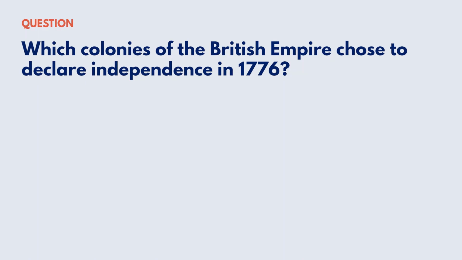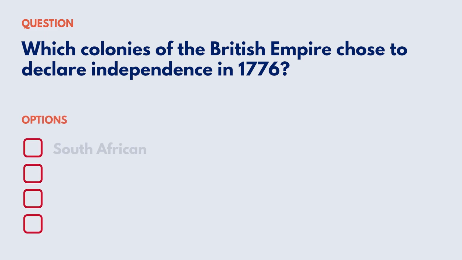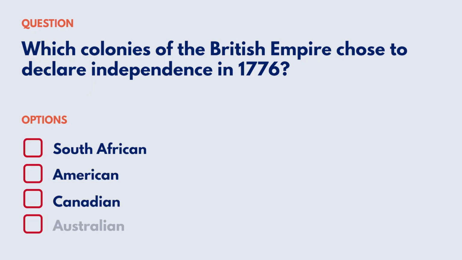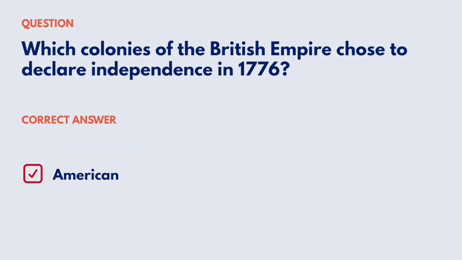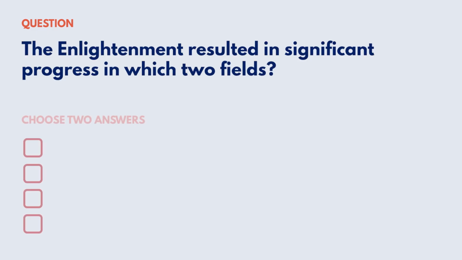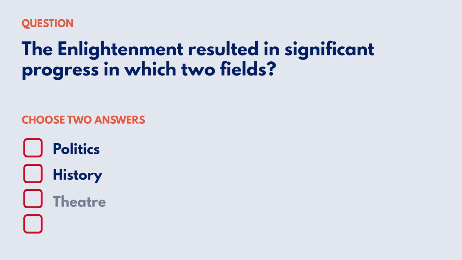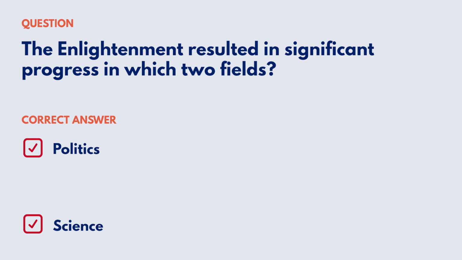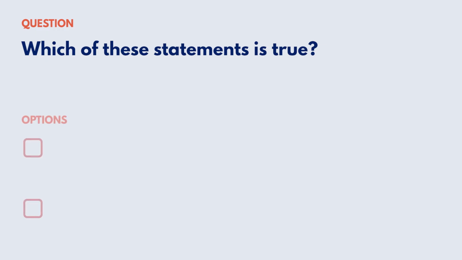Which colonies of the British Empire chose to declare independence in 1776? South African, American, Canadian, Australian. Correct answer. American. The Enlightenment resulted in significant progress in which 2 fields? Politics, history, theatre, science. Correct answer. Politics, science. Which of these statements is true?